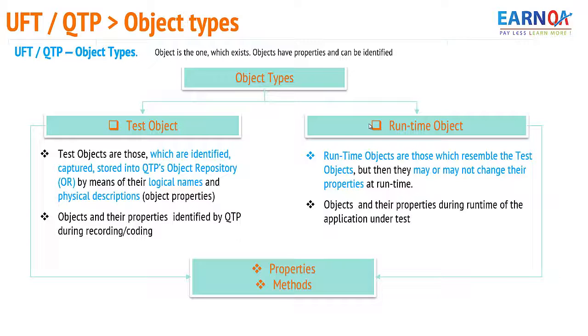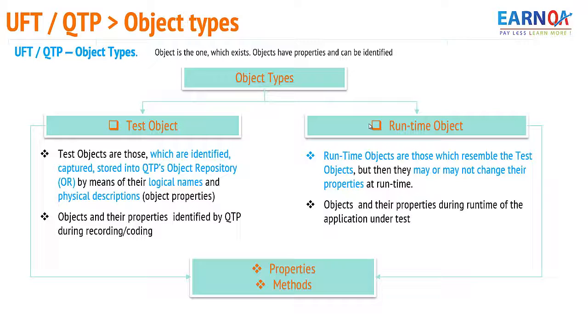Similar to that, we could also manipulate the objects by means of methods. We can click on an object. Click is a method. We can select a list item from the list box. Select is a method. I can close the browser. Close is a method. I can open, I can select something, I can click on a link, I can enter a value, I can enter a password. So these are all methods that we use to manipulate the objects.